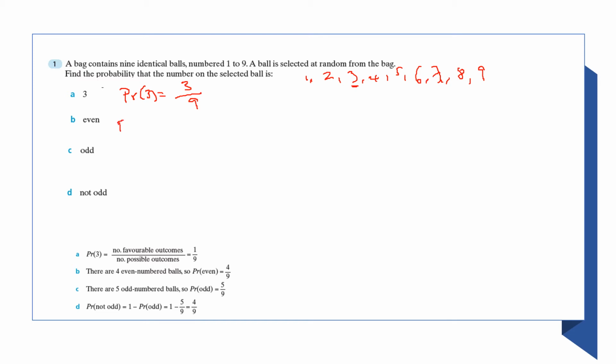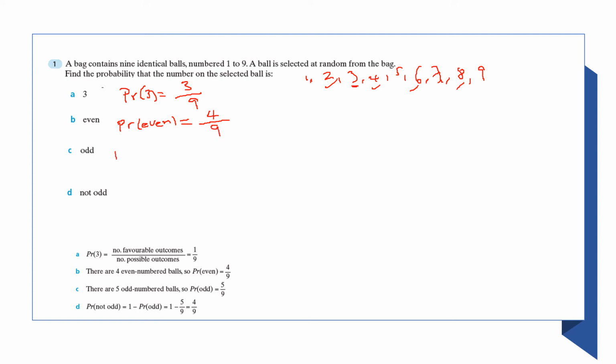What about the probability of this being an even number from this list, which is 1 to 9? In terms of the even numbers, if we count them, we have 4 numbers: 2, 4, 6, and 8. So one of these balls can be either ball number 2, ball number 4, ball number 6, or ball number 8. So in that case, it will be 4 over 9.